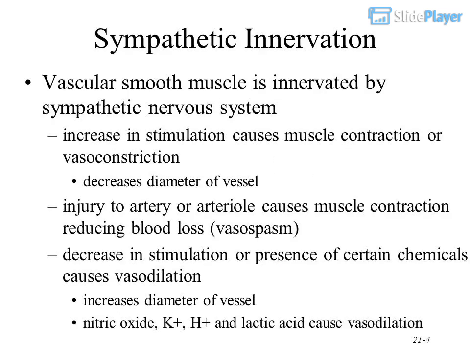Sympathetic innervation. Vascular smooth muscle is innervated by the sympathetic nervous system. An increase in stimulation causes muscle contraction, or vasoconstriction, which decreases the diameter of the vessel. Injury to an artery or arteriole causes muscle contraction, reducing blood loss; this is vasospasm.